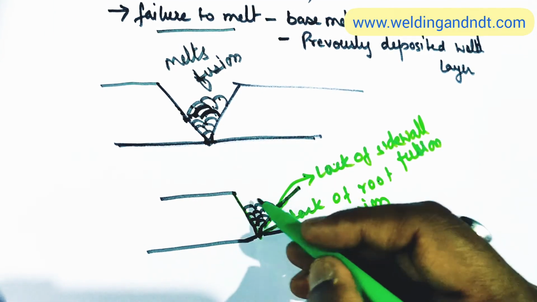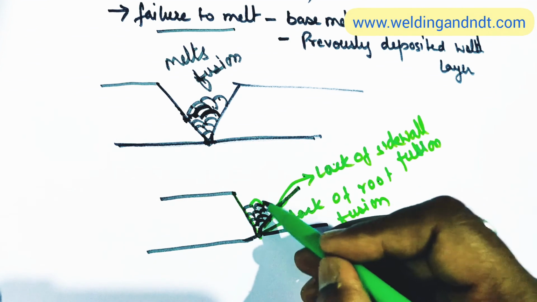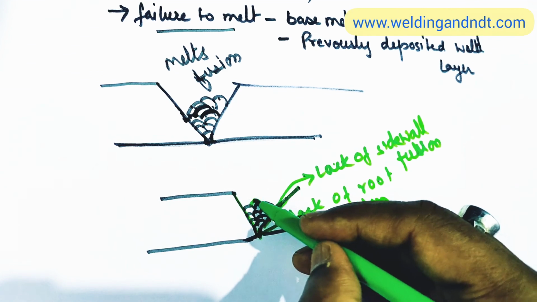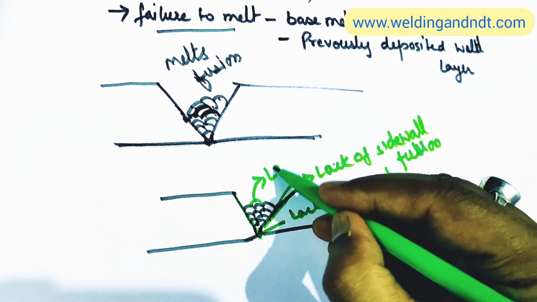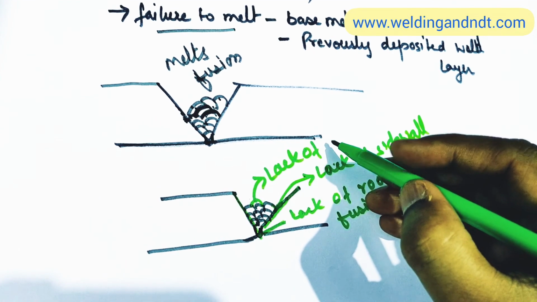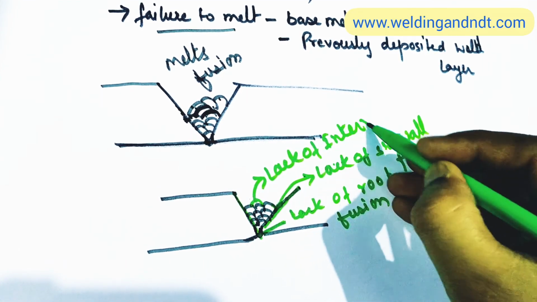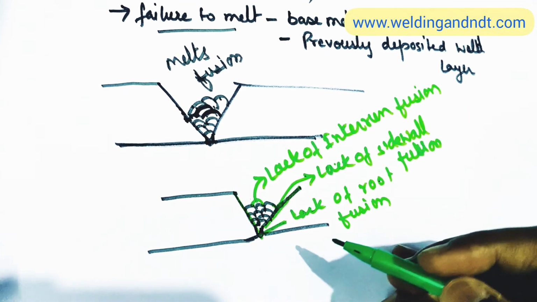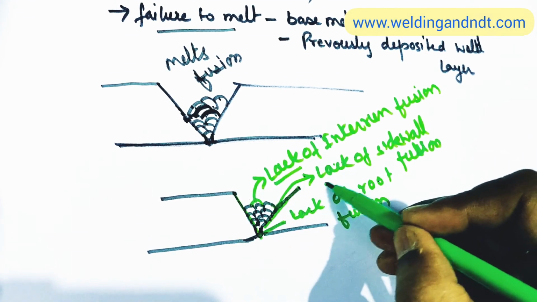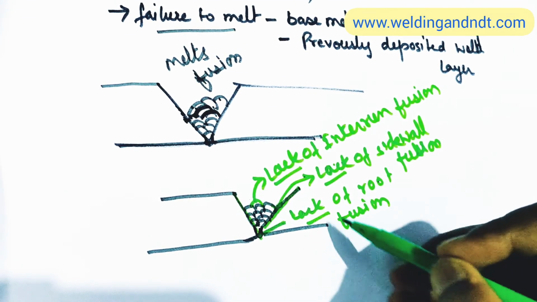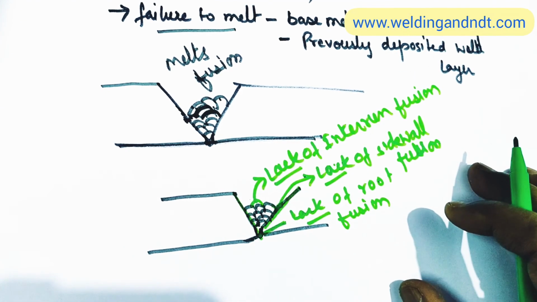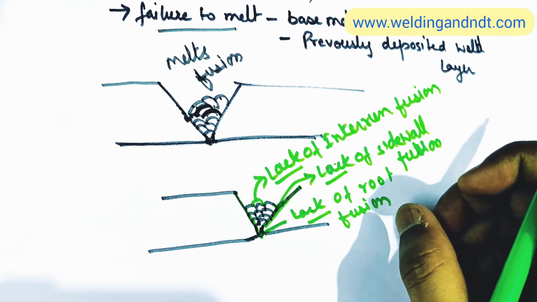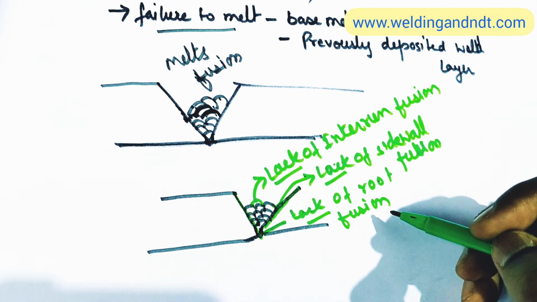Now the third thing I told you, that there may be a lack of fusion between the successive layers also. So if there is a lack of fusion in the successive layers of weld bead, then it is called lack of inter-run fusion. So like this, lack of fusion can be given the names: lack of root fusion, lack of sidewall fusion, lack of inter-run fusion. So friends, these are the three types of lack of fusion.